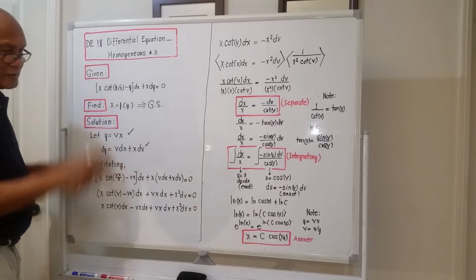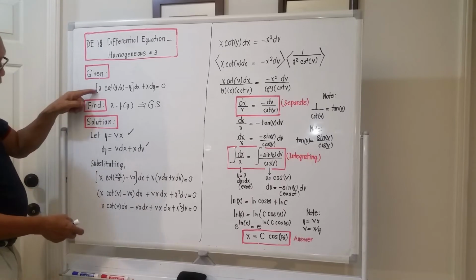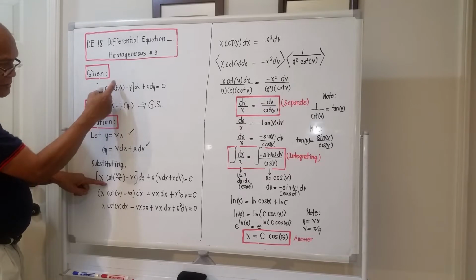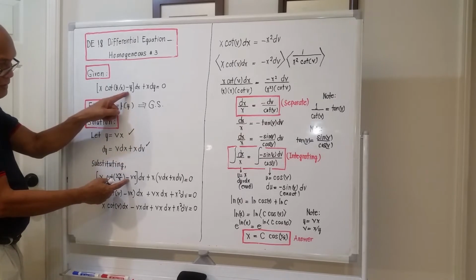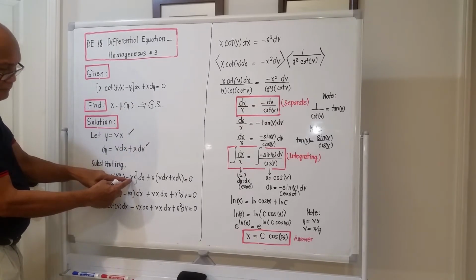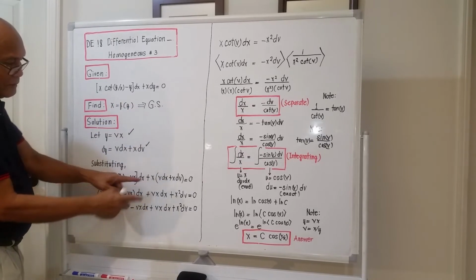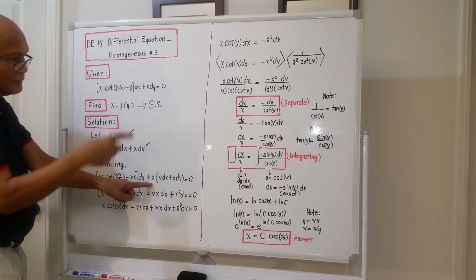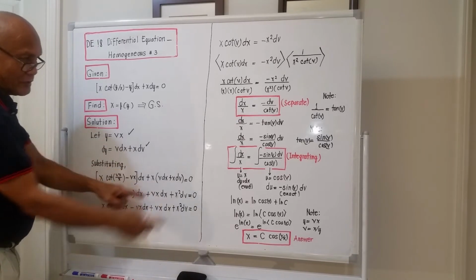Supposed to be it is homogeneous. So I place it here, substituting. We are following this. It is x cotangent of y over x. But y is vx, so this should be vx over x, close quantity, minus y, minus vx, close bracket dx. I am following this. Plus x times the equivalent of dy in terms of x and dv, that is actually v dx plus x dv equal to 0.